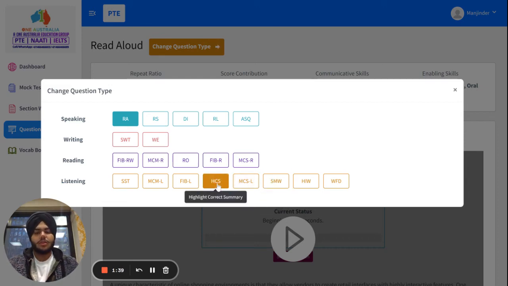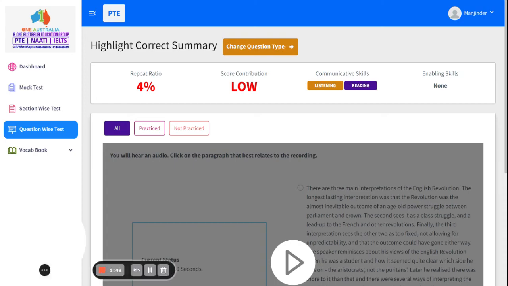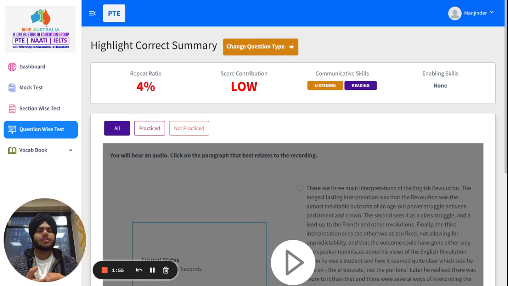Let's start with highlight correct summary. For all of these 4 tasks, you can try and make notes. By making notes, I mean that you can write down the keywords, because some of the students do not have good retention memory. So you can take down notes and then compare the keywords that you wrote with the options to choose a better answer.